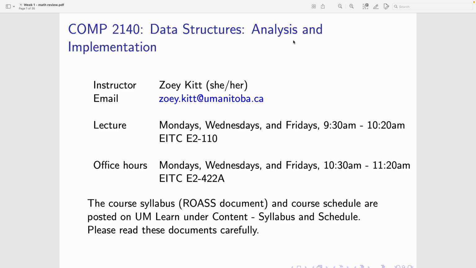Depending on who you ask, it's called either Data Structures and Algorithms or Data Structures Analysis and Implementation. The second one is the canon one. Anyway, I'm your instructor. My name's Zoe Kitt.